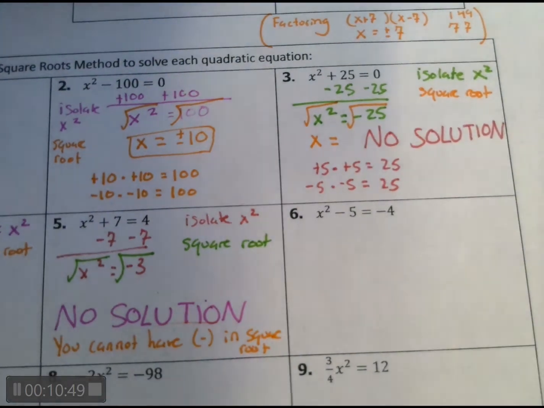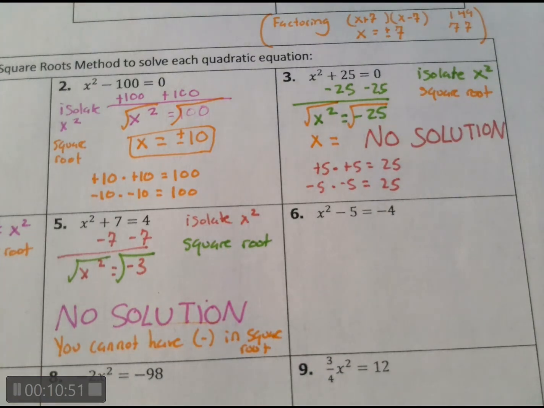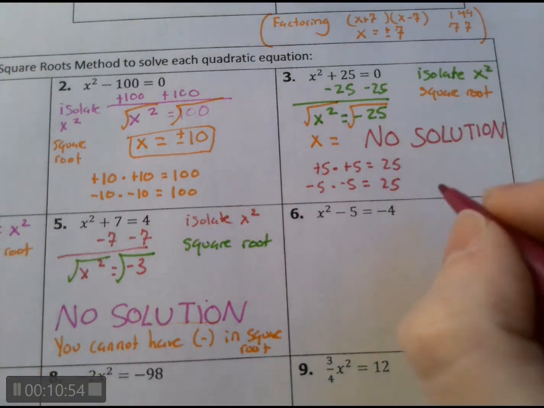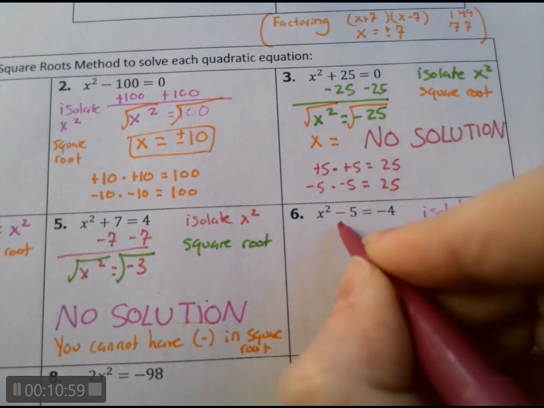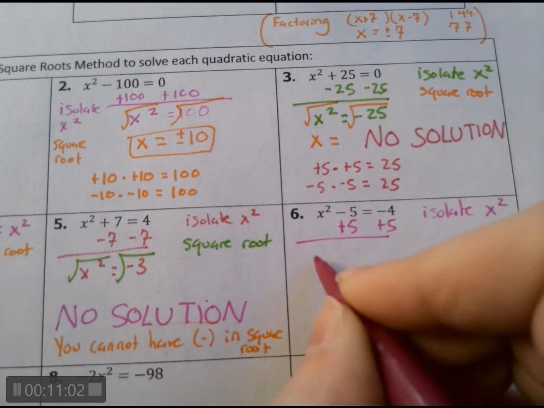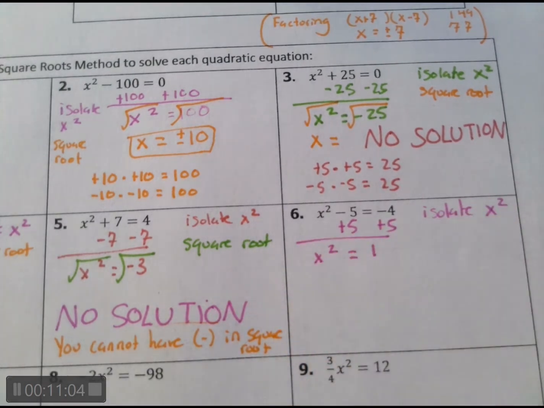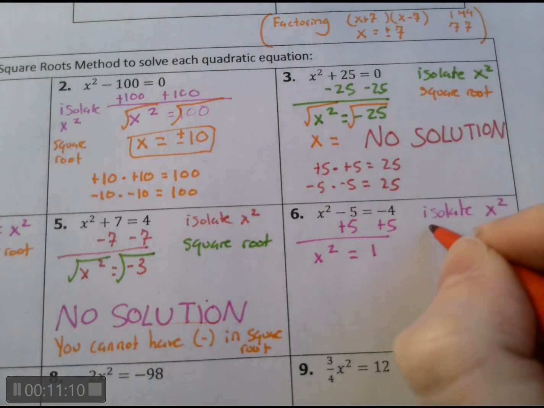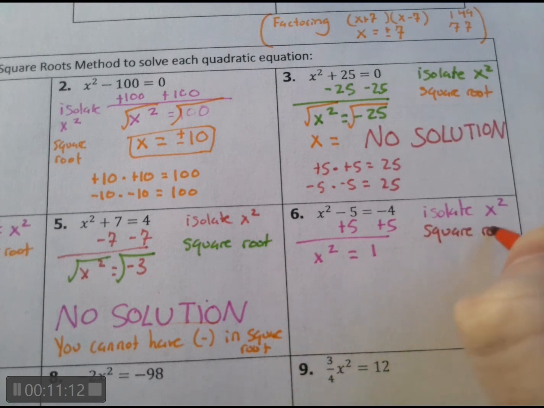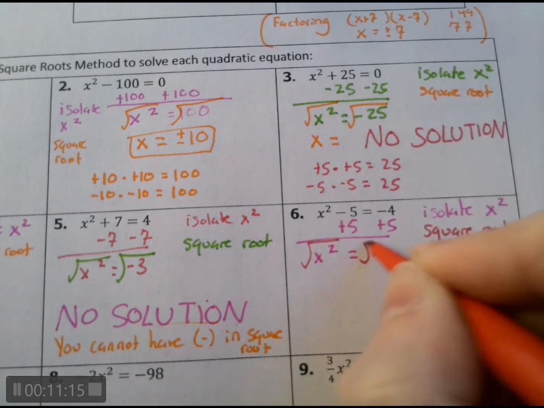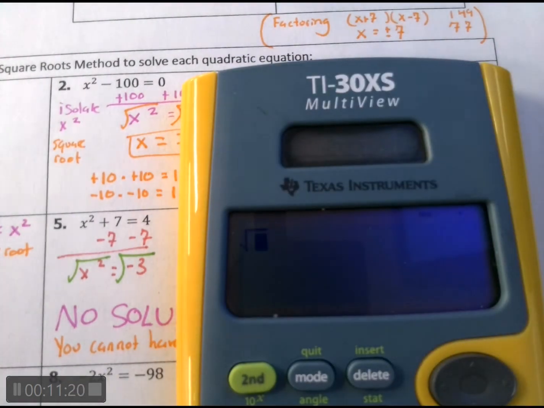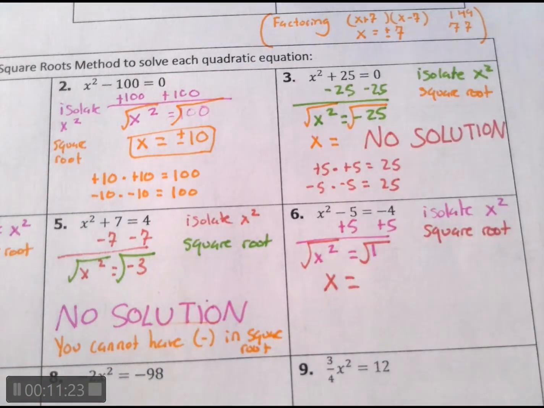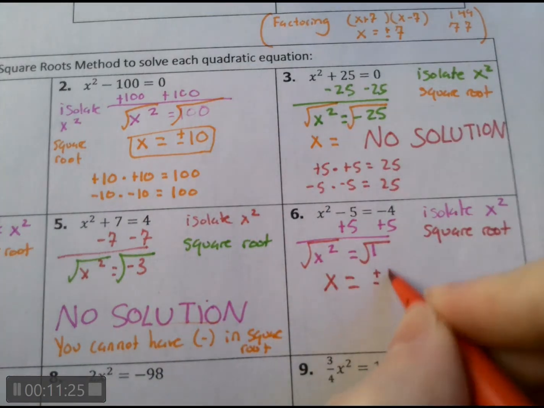Moving on to number 6. So we need to isolate the x squared. So we're going to add 5 to both sides. And we get x squared equals positive 1. Then we're going to take the square root. And so we're left with x equals, take the square root of 1, and you get 1. Don't forget, it is plus or minus 1.